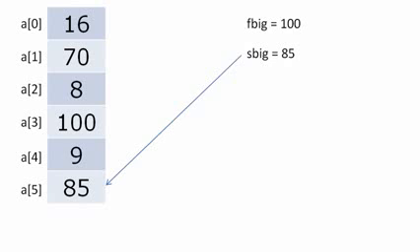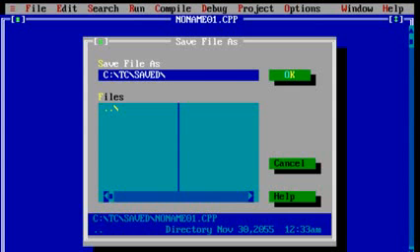That's it. At the end we have first big and second big inside f big and s big variables. Now let's see how to do this programmatically using C language.